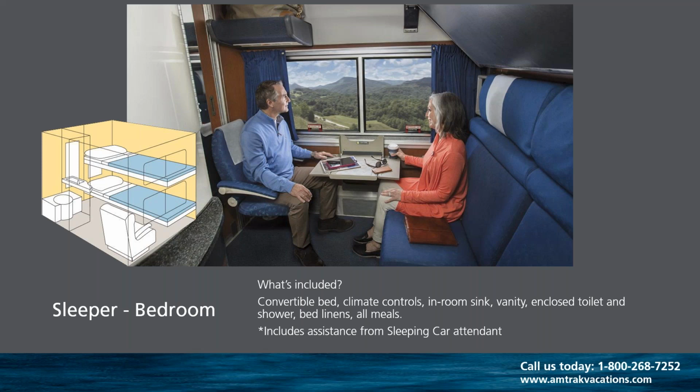One of the other great features with the bedroom is that it does have its own little private facility, so an enclosed toilet and shower right in your room that's private to your room, as well as a sink, of course, in there as well. Now, with either the roomette or the bedroom, all of your meals on board the train are included. So if you are on board the train during a meal time, that meal is included for you, which is another great feature of the sleeper cars.